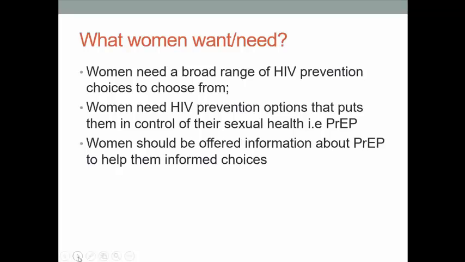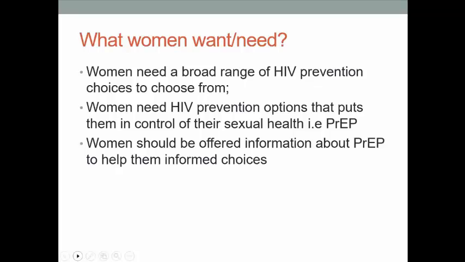I can tell you that I know information about PrEP is out there, but there are still a lot of people who don't know about PrEP. I can give an example of my country, Malawi. There are a lot of people that still don't know about PrEP. If people are not aware of a product, it will be very difficult for them to make a choice whether they can use that product or not. So even for women, they need to be given adequate information so that it can help them to make informed choices on whether they want to use PrEP or not.